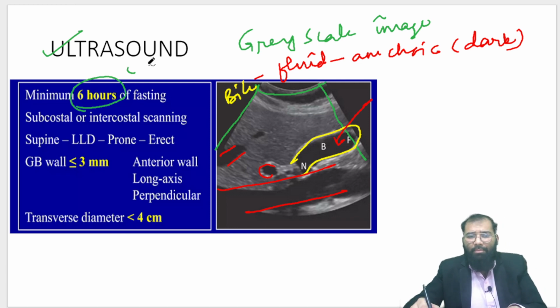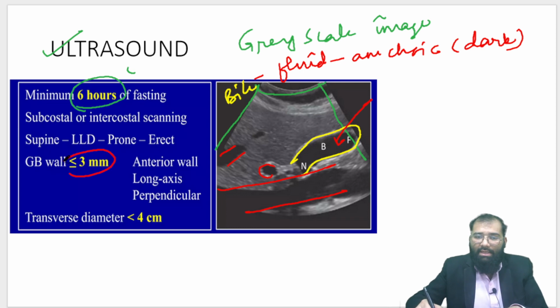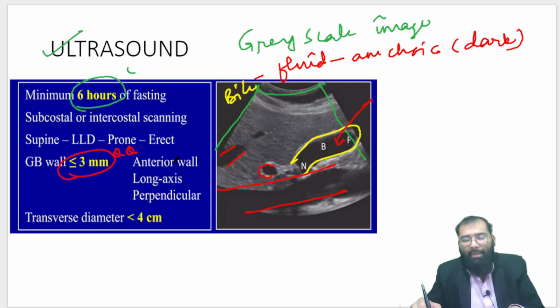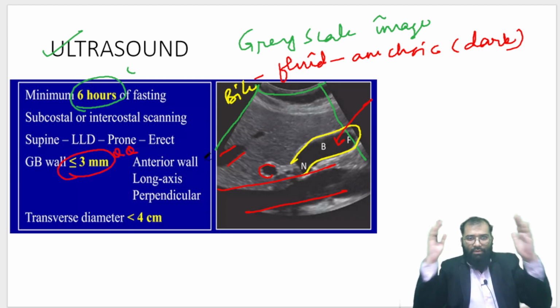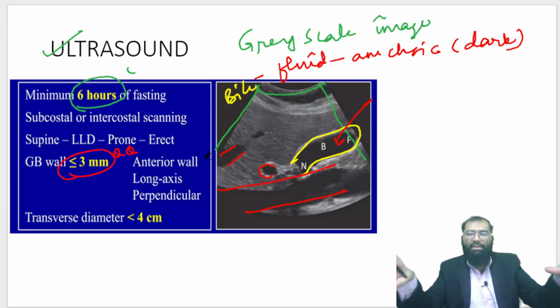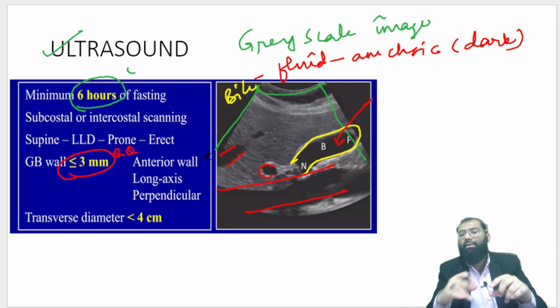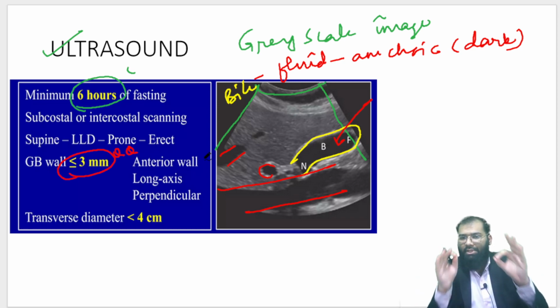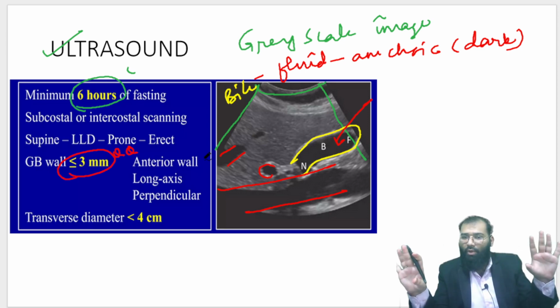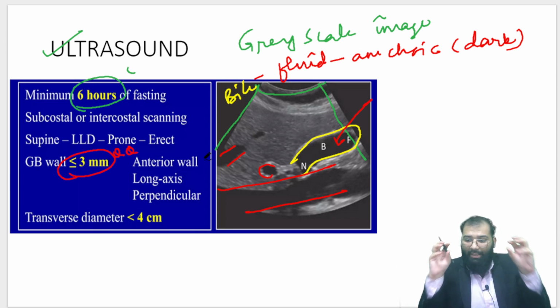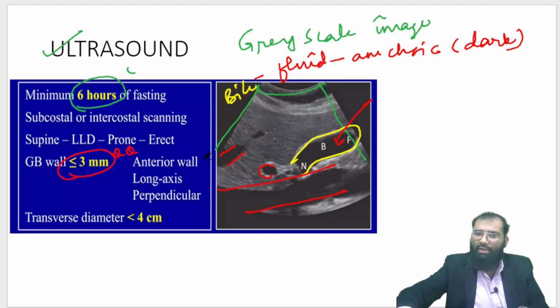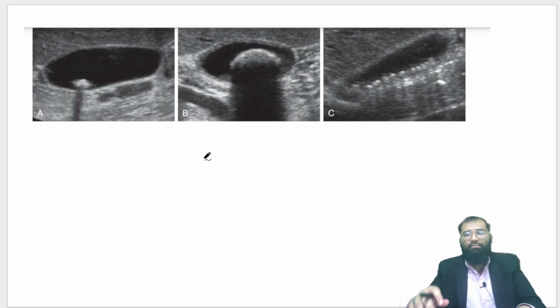Now, a few important points which I would like you to remember is that GB wall thickness is less than 3 mm. If it is more than 3 mm, then you can suspect that this is a case of acute cholecystitis. Okay. So the basic funda out of this slide which you have to remember is that on ultrasound, GB lumen should be completely anechoic as it is filled with fluid. There should be no content within it. Okay, with this concept, let us move ahead.